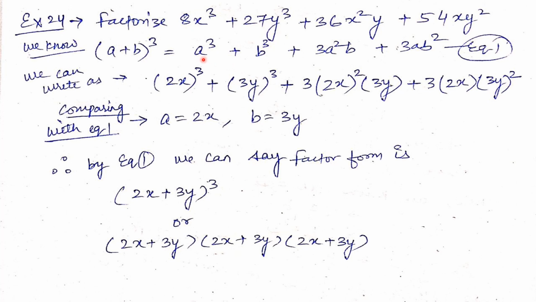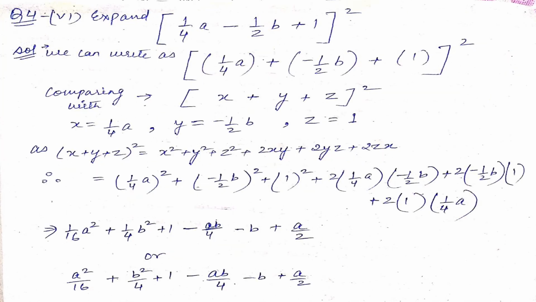Now if you compare a cube and 2x cube, what is the value of a? 2x. What is the value of b? 3y. So we have compared both of them and we have got the values. Now by equation 1, we can find the factor form as 2x plus 3y whole cube. Very easy. As soon as these two become comparable, writing the answer in factor form is very easy. These questions are very easy if you understand how to compare.